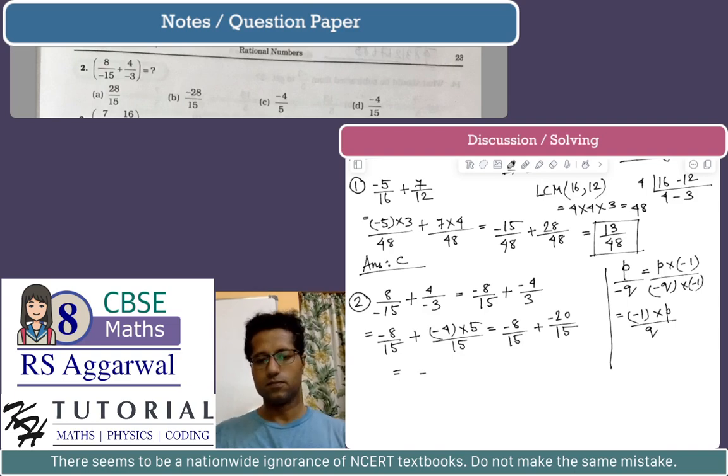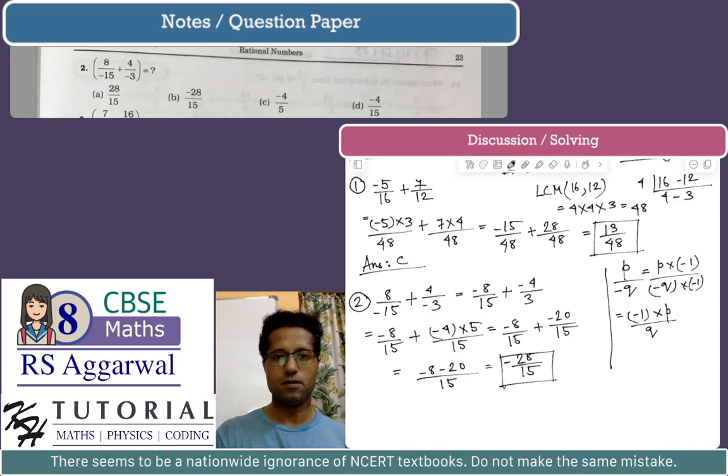We have the denominator same, so we just add the numerators. That will become the numerator and the denominator will remain the same. So this is equal to minus 28 by 15. So minus 28 by 15 should be the answer. Okay, so the correct choice is B. B is the correct choice.